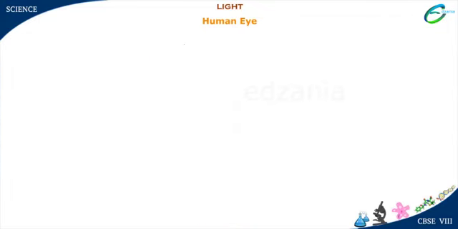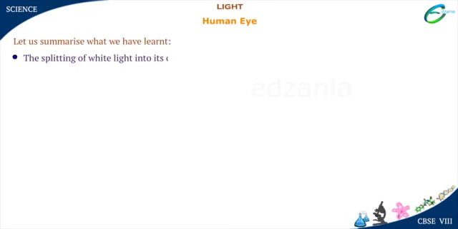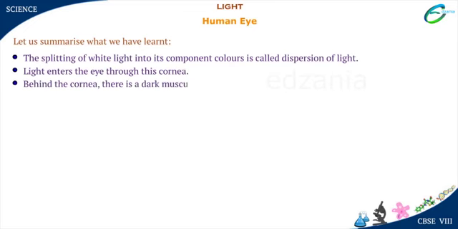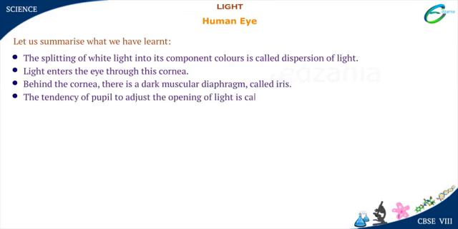Summary. Let us summarize what we have learned. The splitting of white light into its component colors is called dispersion of light. Light enters the eye through the cornea. Behind the cornea, there is a dark muscular diaphragm called the iris. The tendency of the pupil to adjust the opening for light is called adaptation.